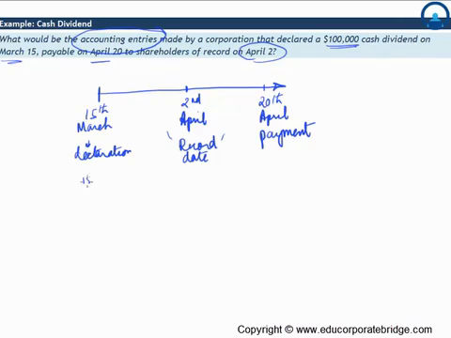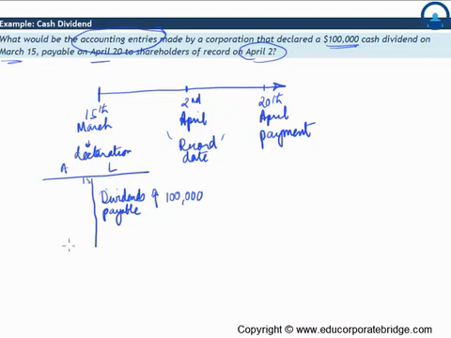So let's look at 15th of March and how the assets and liabilities will be looked at individually on all these 3 days. On 15th of March, on the date that it is declared, there will be an entry called dividends payable that will form. This will increase by 100,000, and since this has increased by 100,000, there should be a corresponding decrease at some place. The corresponding decrease takes place in the shareholders equity section, which reduces by 100,000. So this happens on 15th of March.